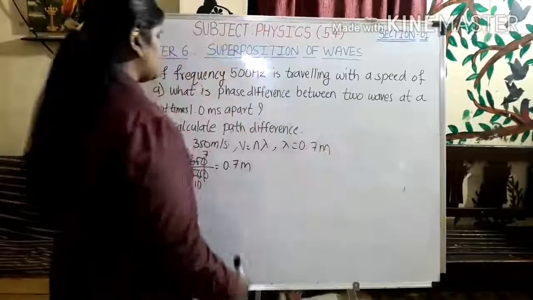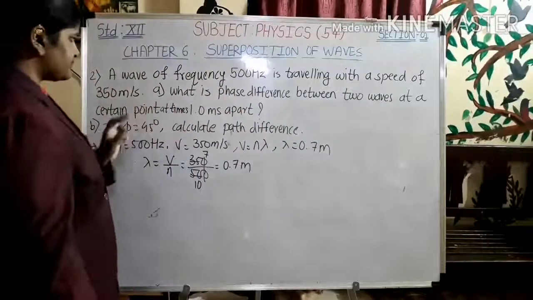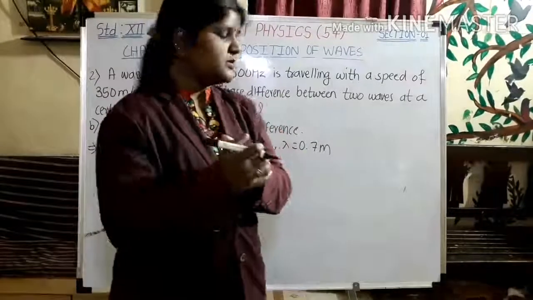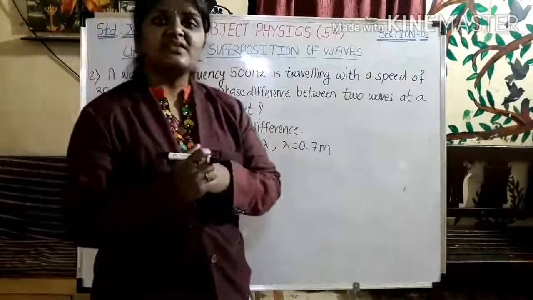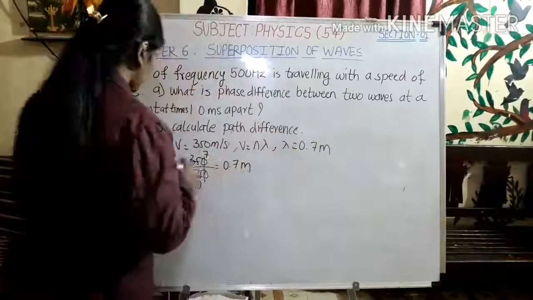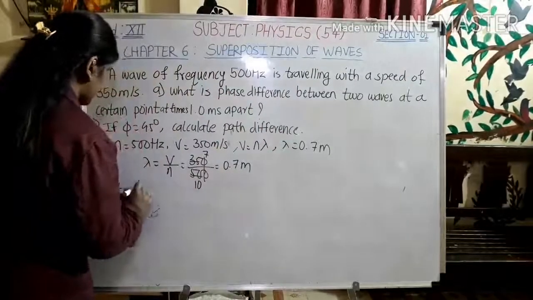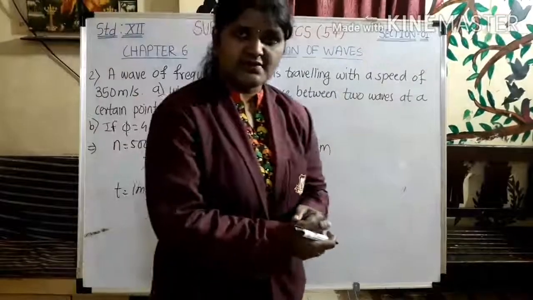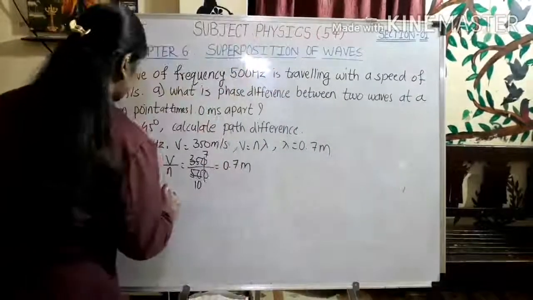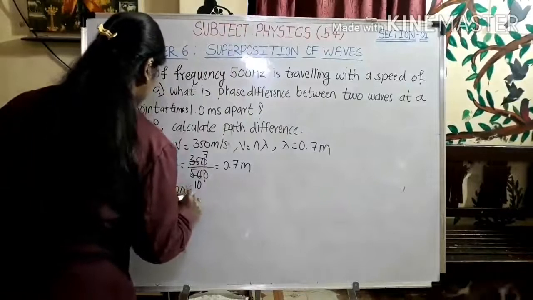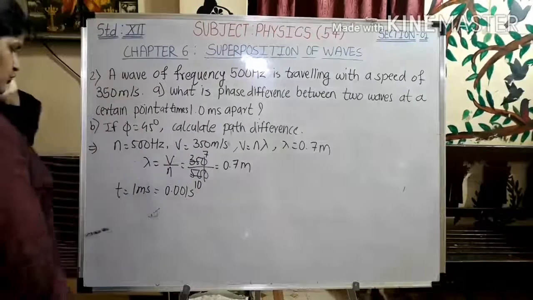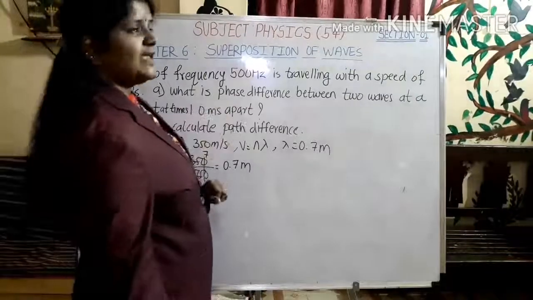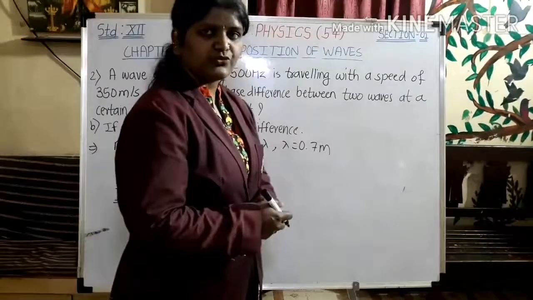Right? Now, what is given next? We have to find out the phase difference if the time apart is 1 millisecond. So t is given. I will write t, which is 1 millisecond. You have to convert it into seconds, so that will be 0.001 seconds. Alright? So, what will be the phase difference between both of them?